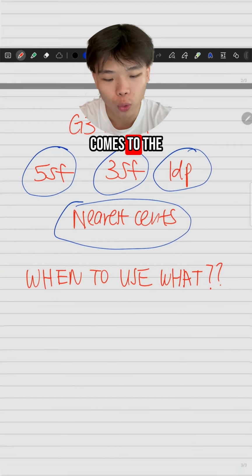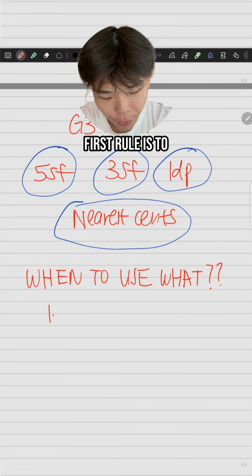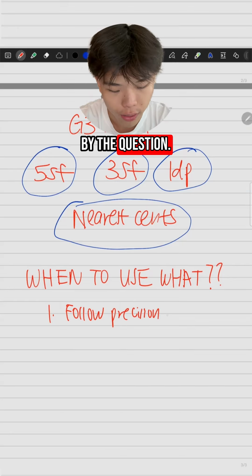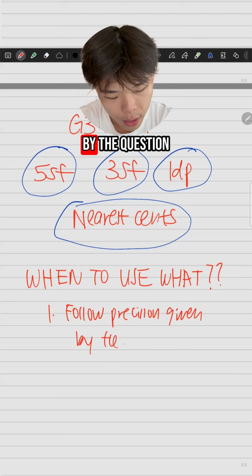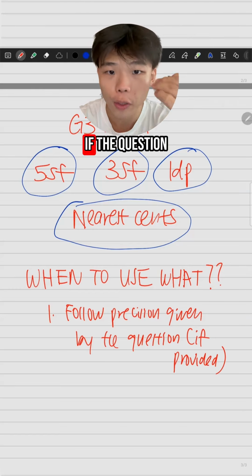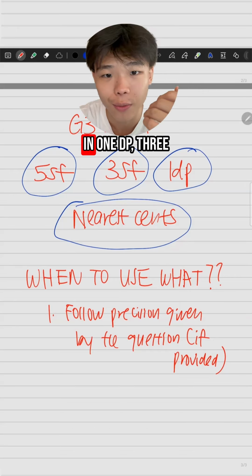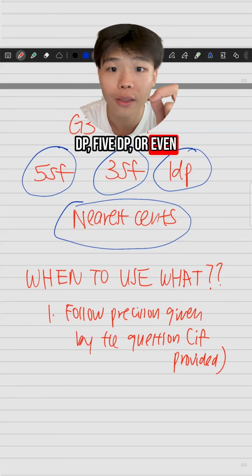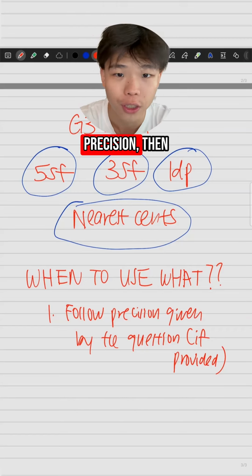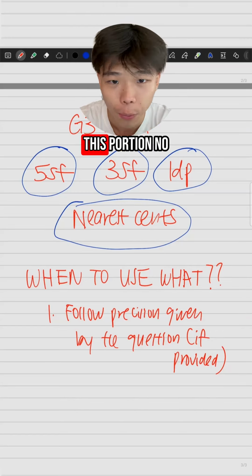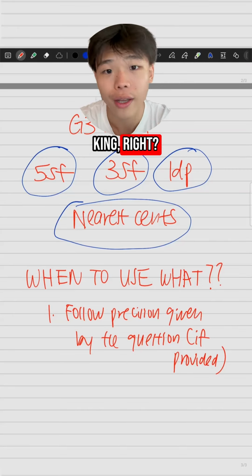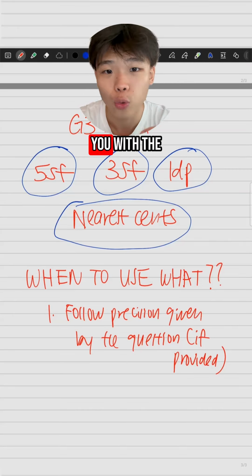Whenever it comes to the precision of your answers, the first rule is to always follow the precision as stated by the question, if provided. If the question specifically states, leave your answer in 1DP, 3DP, 5DP, or even 1SF, the question context is king. Then everything else that I'm about to mention no longer matters. We will always follow the context of the question. But for questions that don't provide you with the precision, they just ask you to solve it.